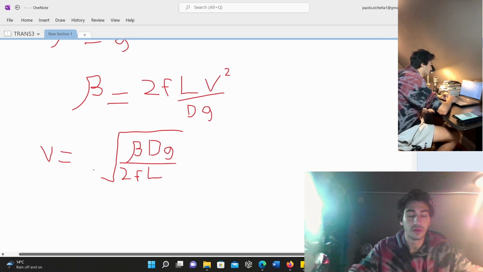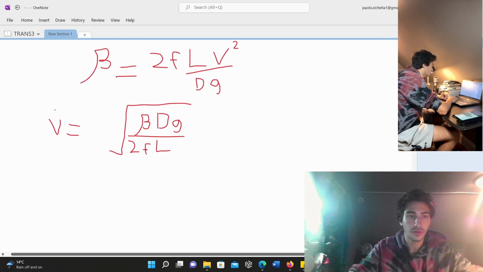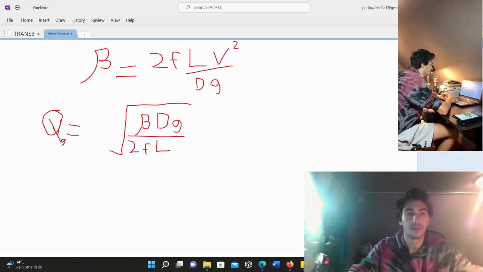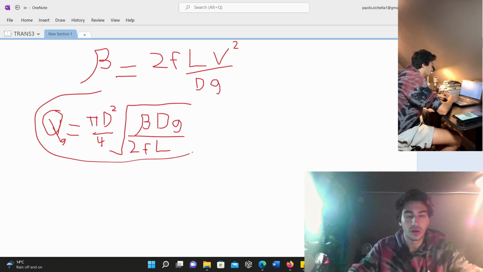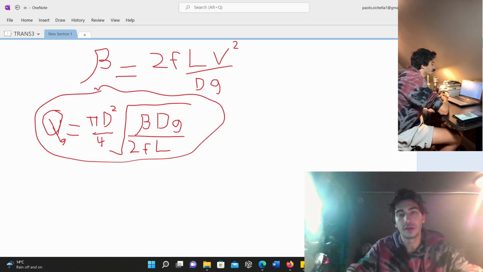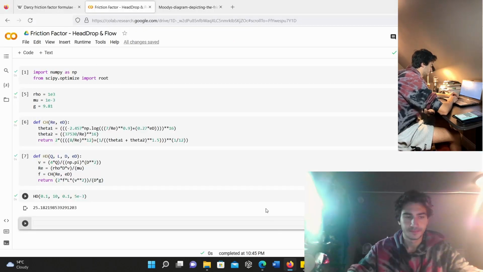That's the value for velocity, and then if we want the flow rate, I'm just going to call this Q. And this is what we're going to be using for our code. We simply multiply it by the cross-sectional area, pi r squared, so pi d squared over 4, because r is the diameter over 2. Simple. Okay, and we're going to be using this expression for our new Python code, and again we're using the root solver to calculate our flow.